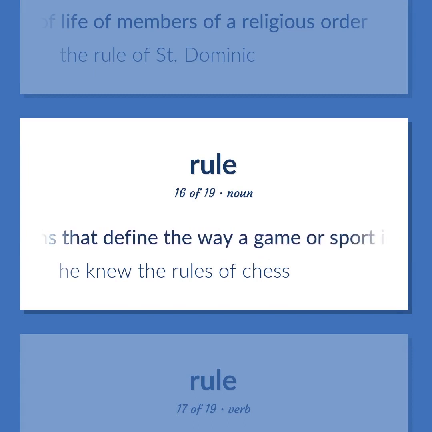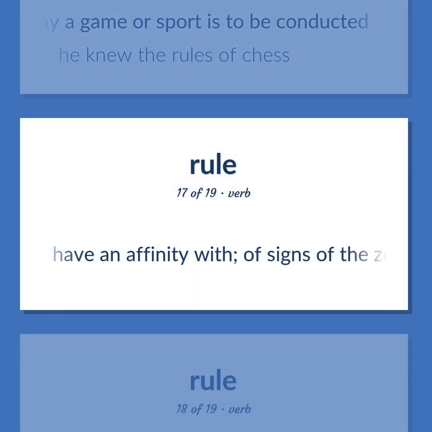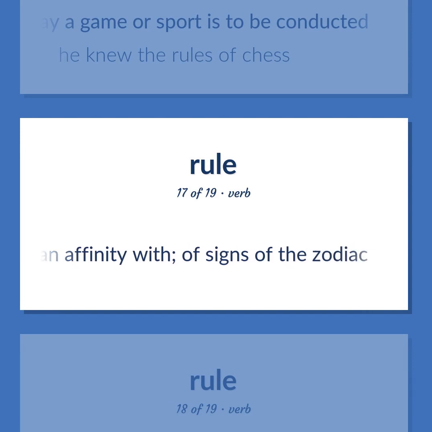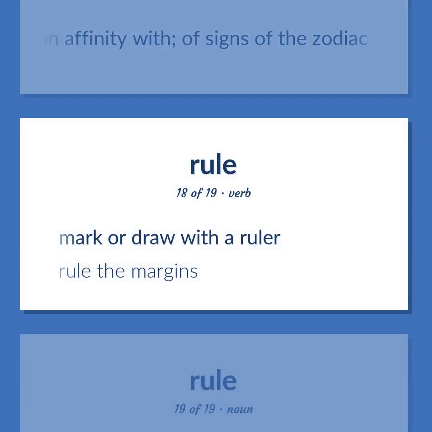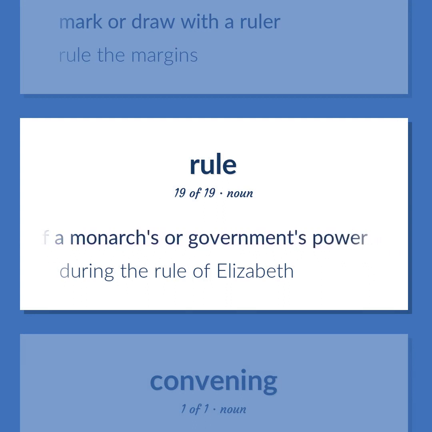Directions that define the way a game or sport is to be conducted. He knew the rules of chess. Have an affinity with, of signs of the zodiac. Mark or draw with a ruler. Rule the margins. The duration of a monarch's or government's power. During the rule of Elizabeth.